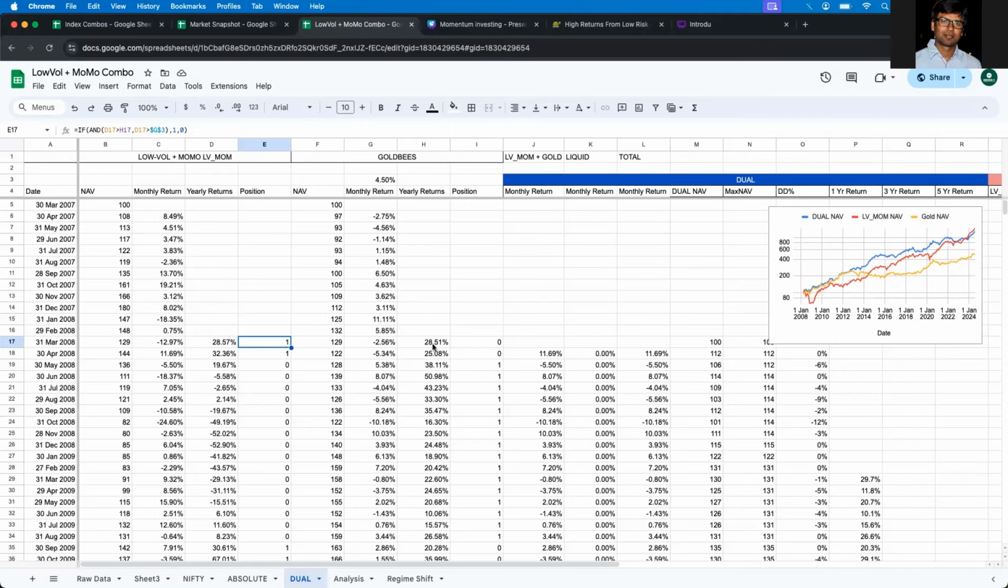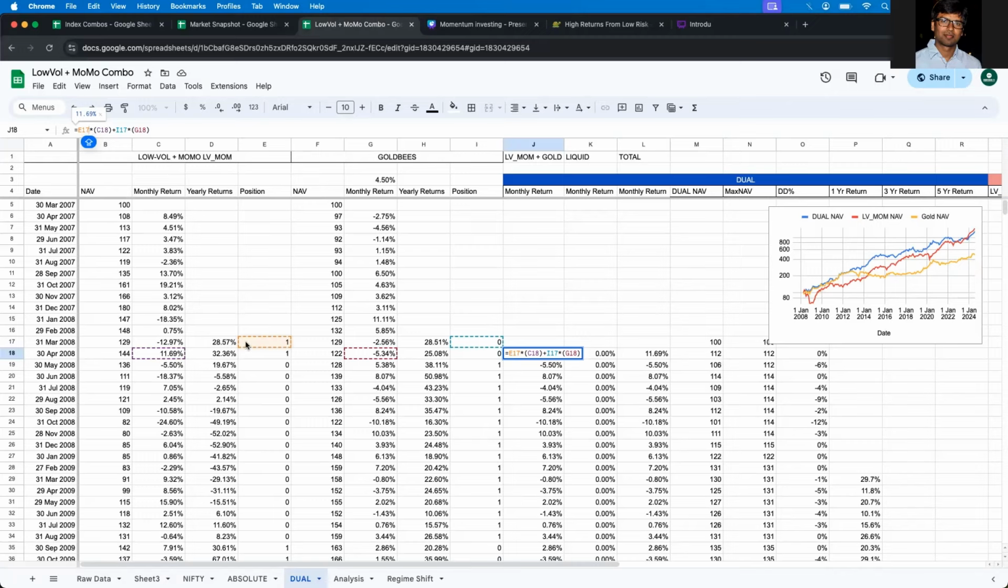Now, when you are calculating the monthly returns, what ideally we should do is take the signal as on the previous month's closing and take the position in the current month based on the signal that was given. Let's see, in the month ending 30th April 2008, before that, at the end of 31 March 2008, we got a signal to go long in LVMOM. So we went ahead and invested in LVMOM. Now, the returns that you're going to get at the end of 30th April 2008 will be 11.69%. That's how it should be done. So you get the previous signal and multiply it by the returns for the next month.